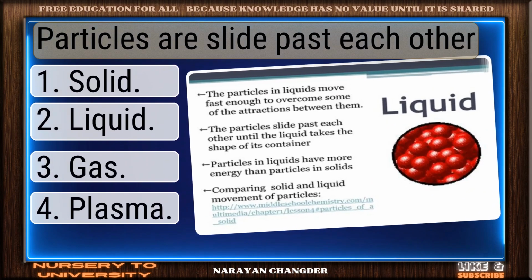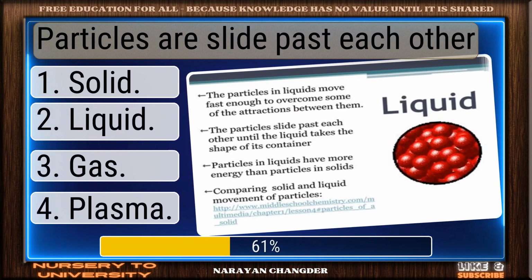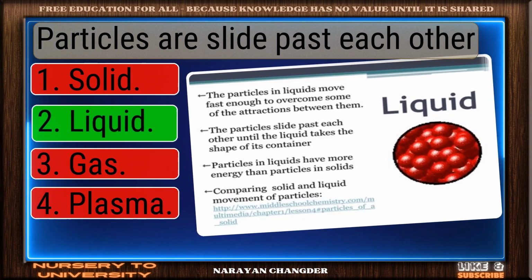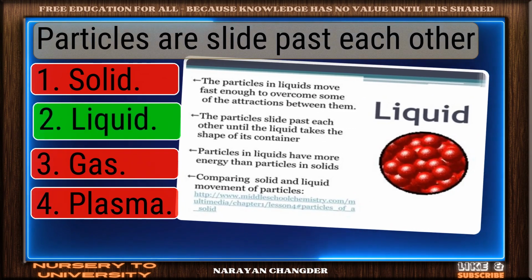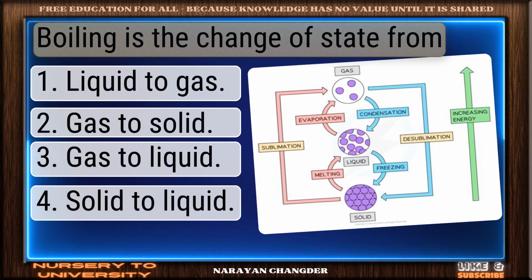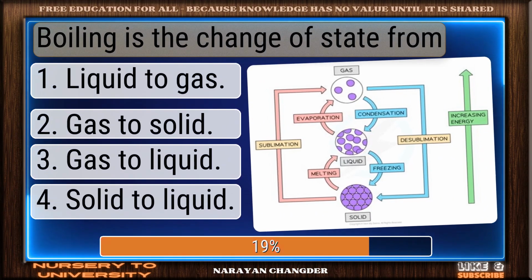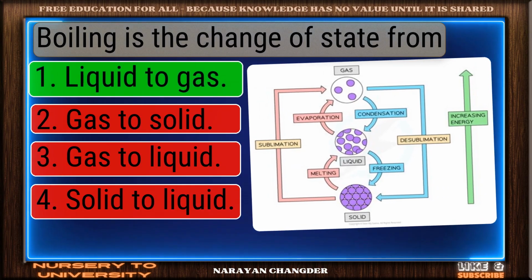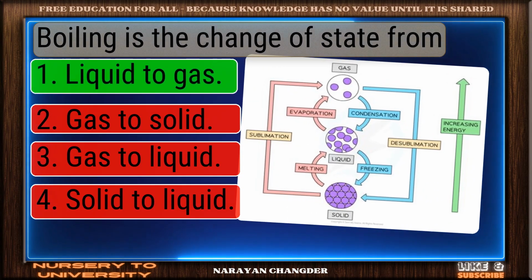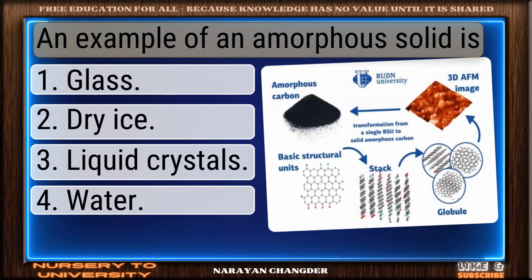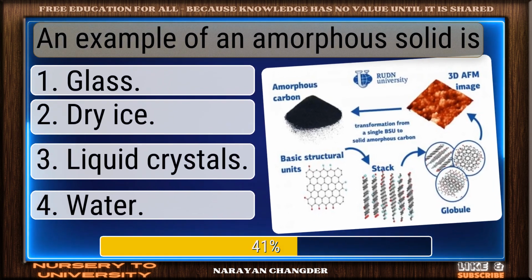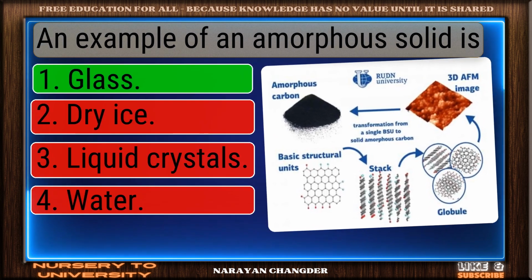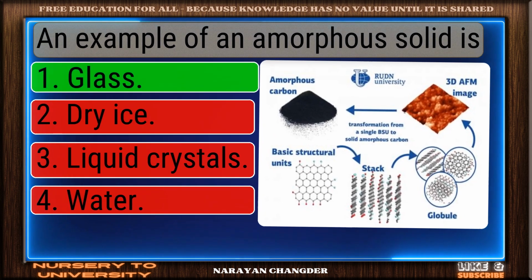Particles slide past each other. Solid response. Liquid is a valid choice. Boiling is the change of state from. Excellent. Liquid to gas is a brilliant choice. An example of an amorphous solid is... You chose glass, and it is correct.